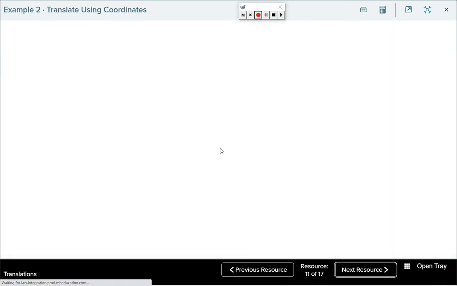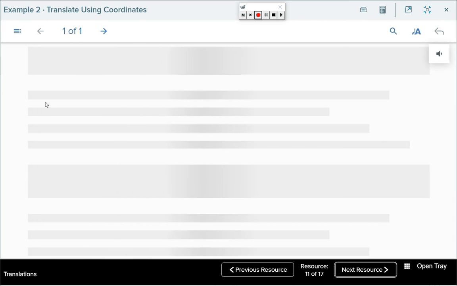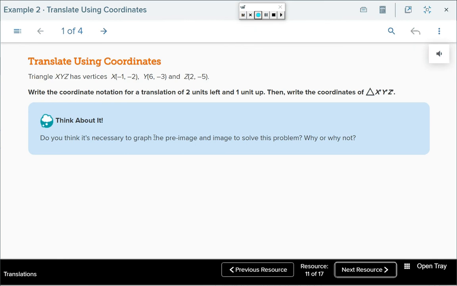So if I asked you guys to translate these points just using the coordinates, here's what you have. You have a triangle with vertices of negative 1, 2, 6, negative 3, and 2, negative 5. Do you have to draw a graph here? No. Good. Tell me my new coordinates. This one's easy. What's happening to my horizontal value? It's going left, right? So what does that mean? Minus 2. And then it's going up. So what does that mean? Plus 1.